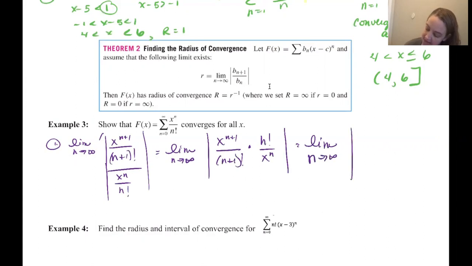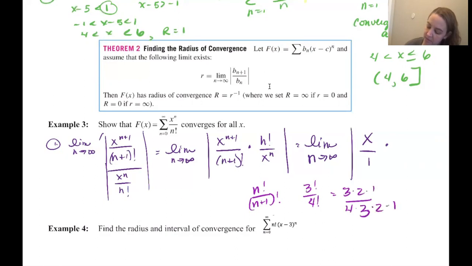So for my x's, I will have 1 x in the numerator over 1. And now I'm looking at n factorial over n plus 1 factorial. When I'm thinking about them, I'm thinking, all right, 3 factorial over 4 factorial is 3 times 2 times 1, which is over 4 times 3 times 2 times 1. So those cancel out, so I'm left with a 4. So there's an n plus 1 in the denominator.